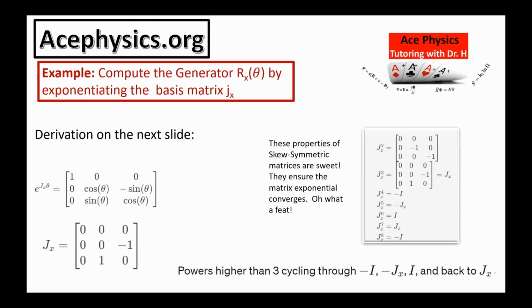Now I'll do an example and demonstrate how to explicitly compute the generator Rx of theta by exponentiating the basis matrix Jx of theta. I will show that this expression yields a specific matrix. The convergence of this matrix exponential is facilitated by the unique multiplication properties of the Jx matrices. This is the basis matrix Jx. Jx squared is equal to this matrix, I'll call it negative I. So once you get to Jx cubed, you get Jx, negative I, negative Jx, I, Jx, negative I. Powers higher than 3 cycle through negative I, negative Jx, I, and back to Jx. These properties of skew-symmetric matrices are sweet. They ensure the matrix exponential converges.